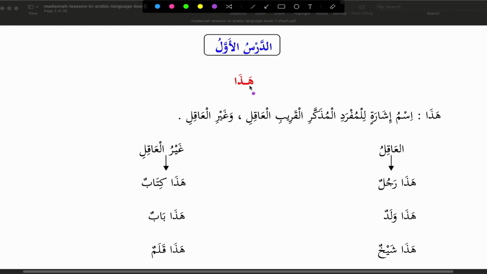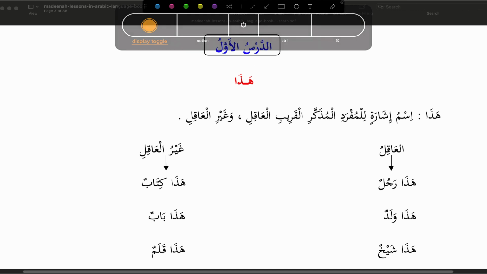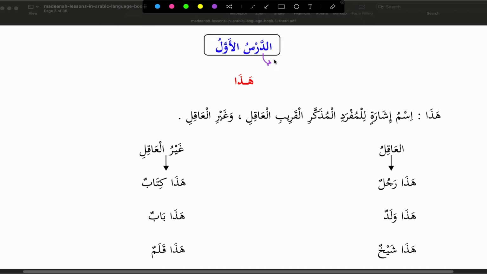So we start with ad-darsul awwal, the first lesson, and it speaks of haza. So again, if we see, ad-dars means lesson and awwal means the first. So the first lesson. And in the first chapter, the first lesson, we learn about haza, which means this.